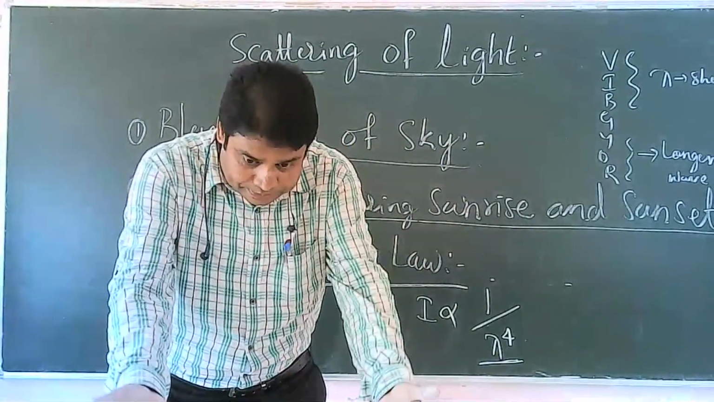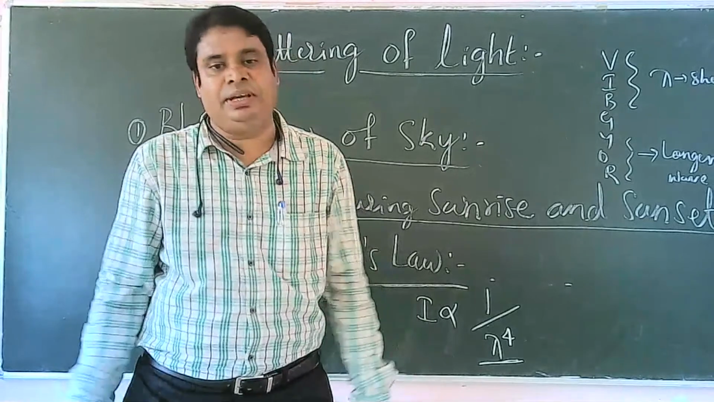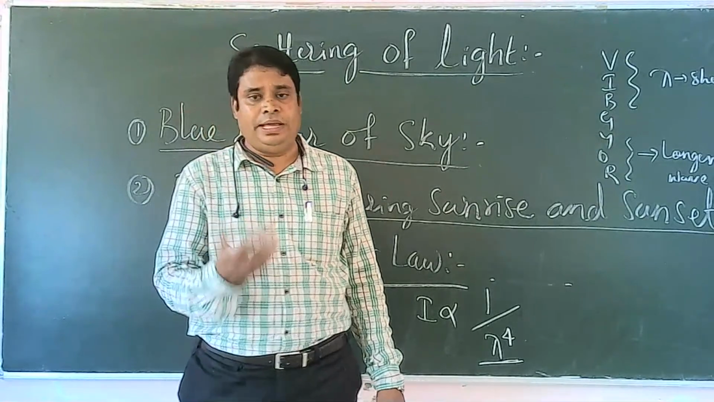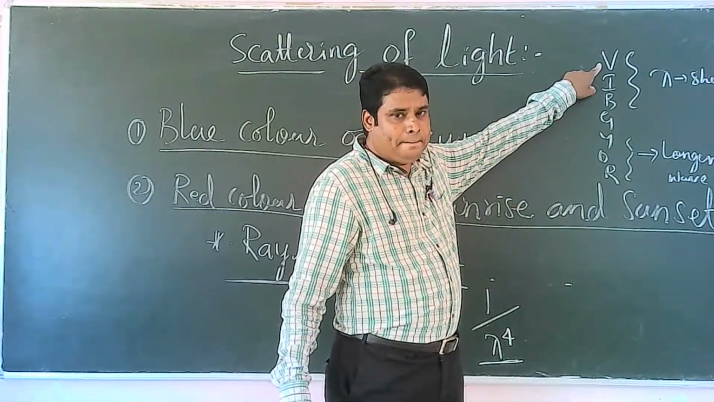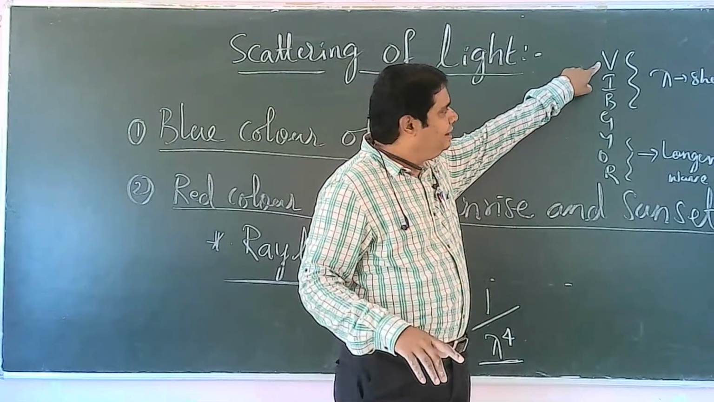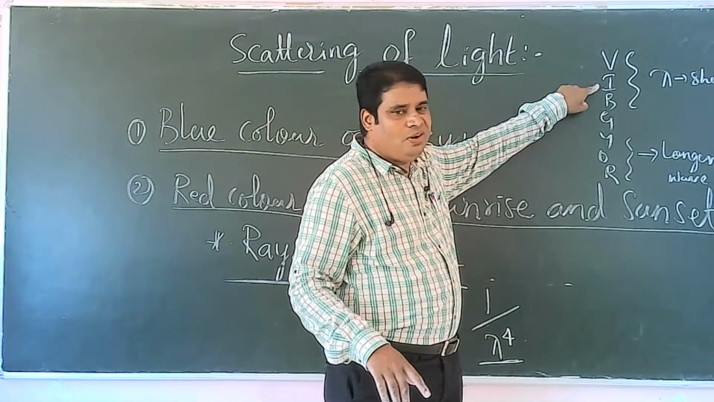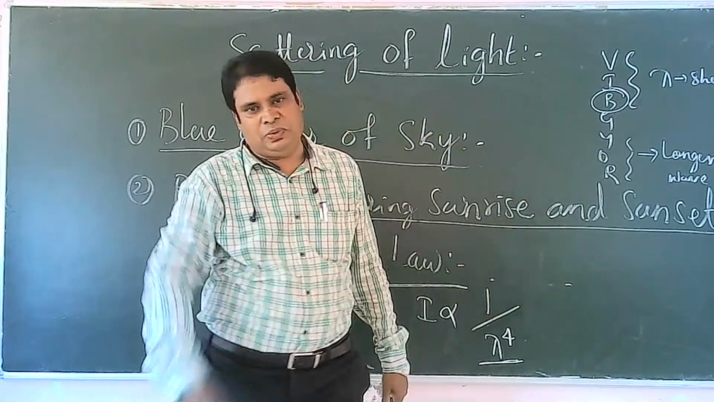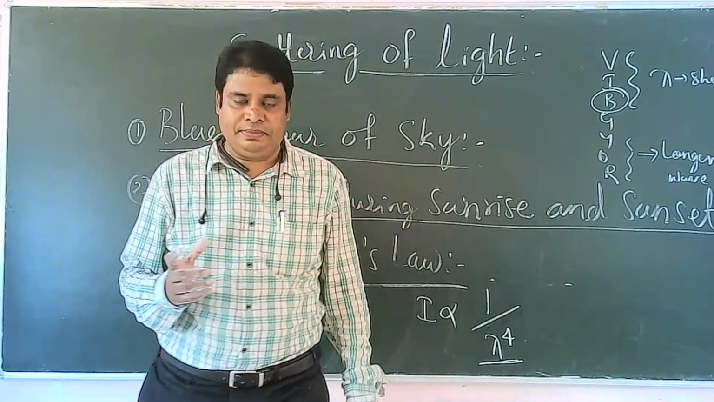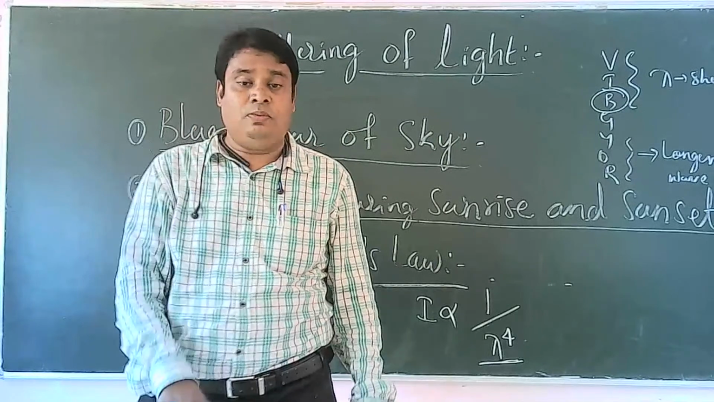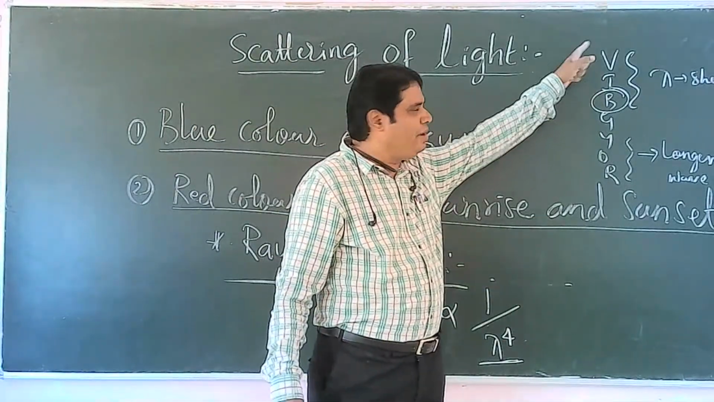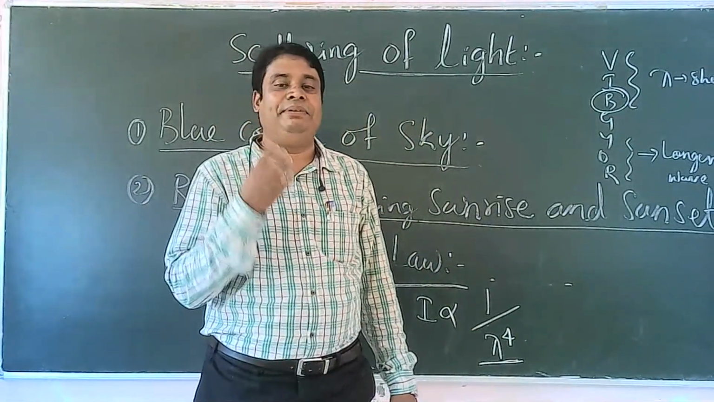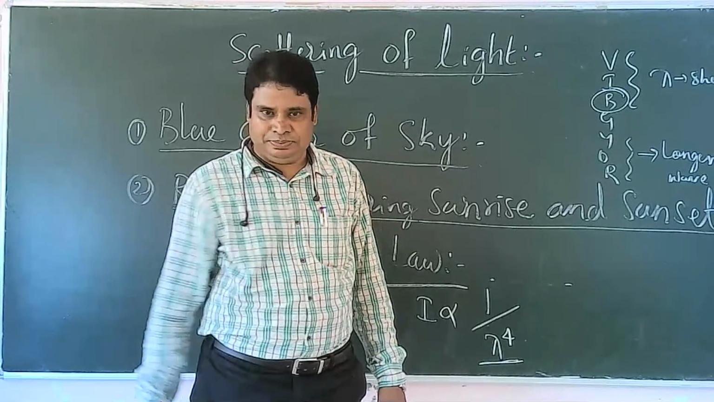And this light reaches the observer on the earth. If I am observing the sky, it may appear violet, indigo or blue. But still we observe the sky in blue color only. Why? The reason is that the human eye is more sensitive to blue color, and we see the sky as blue.